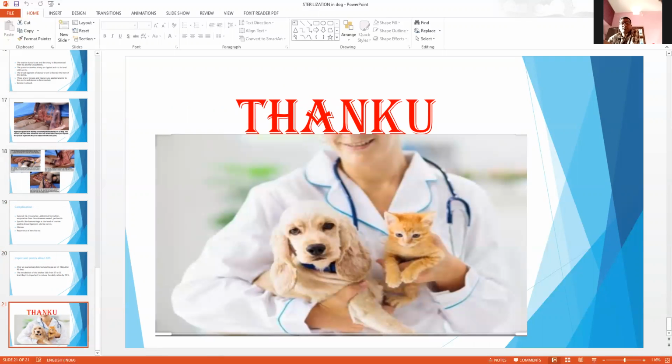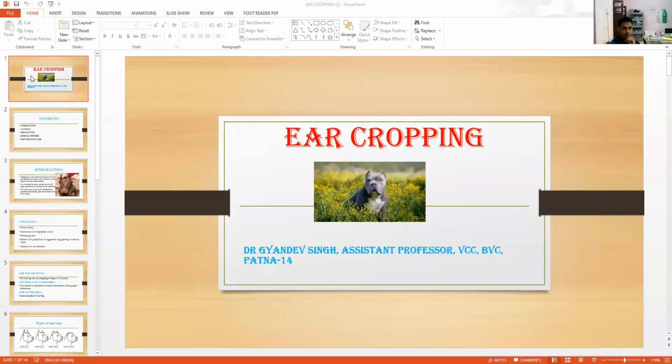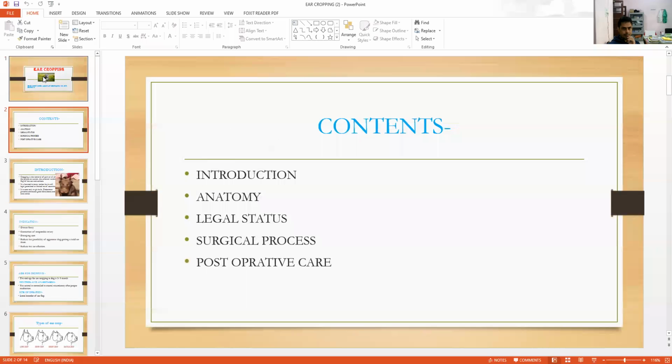Now, the next topic is ear cropping, and this is ethically not permitted, but at least you should know the important things about ear cropping. I will discuss anatomy, legal status, surgical process, and post-operative care regarding ear cropping.